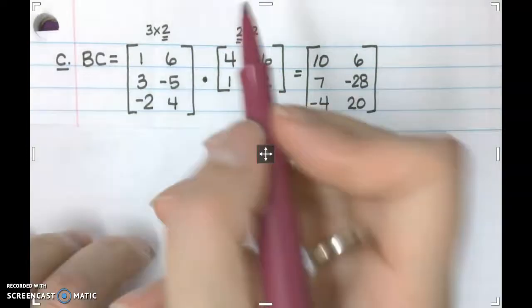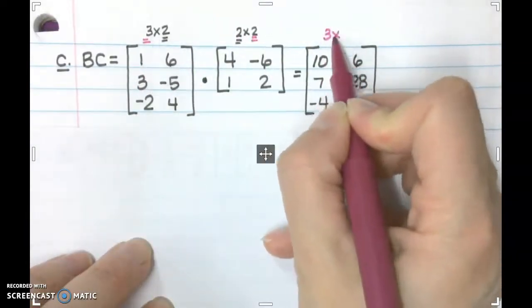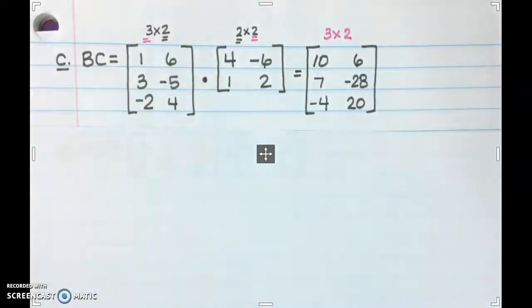So here's our product, and again, these outside dimensions told us that we would end up with 3 rows by 2 columns in our product.